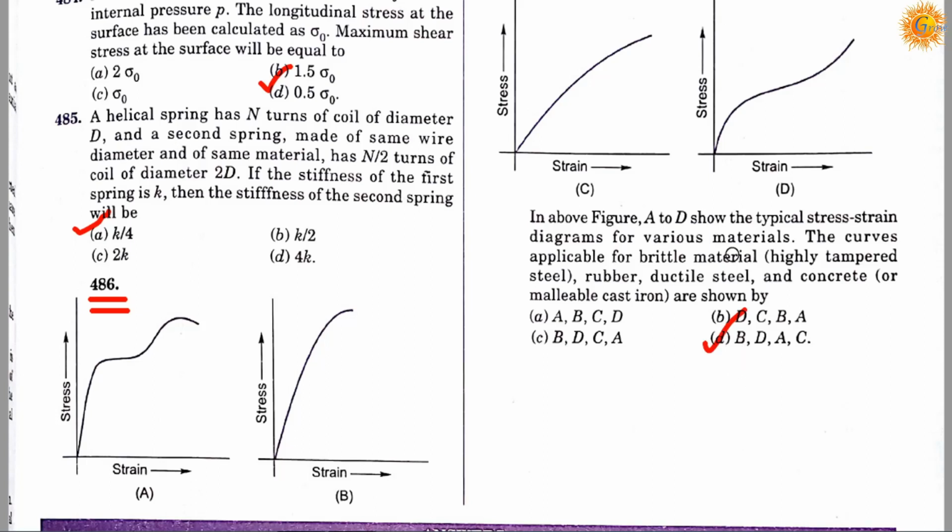It means the curves applicable for the brittle material, highly tempered steel, graph B; for the rubber, graph D; for ductile steel and concrete, graph A; and malleable cast iron, graph C.